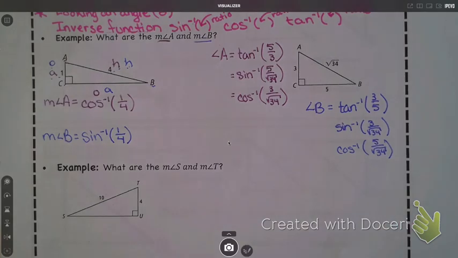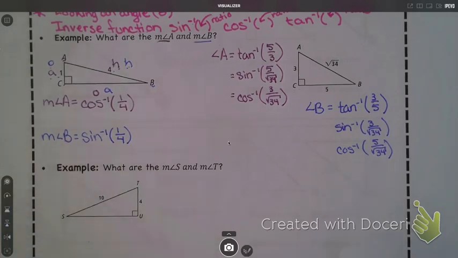Which one did you pick? Tangent. Anybody put cosine? I put cosine for the first one. Okay, does it matter? No. Most people would pick sine or tangent. That adjacent side just messes people up. Is that the one that's causing you guys issues?